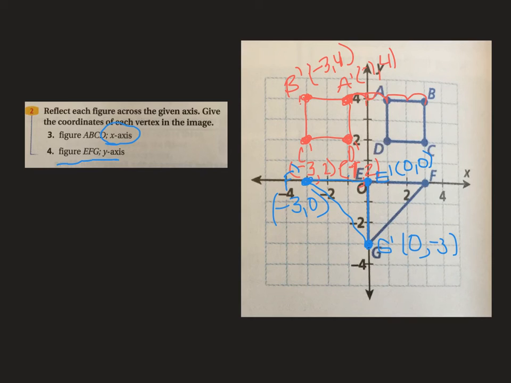So my square was actually supposed to be down here. Oh, darn it. Read the directions, kids. Don't be like Mrs. Hamer and not read the directions. Read the directions so you know which axis you're reflecting across. All right, let's move on.